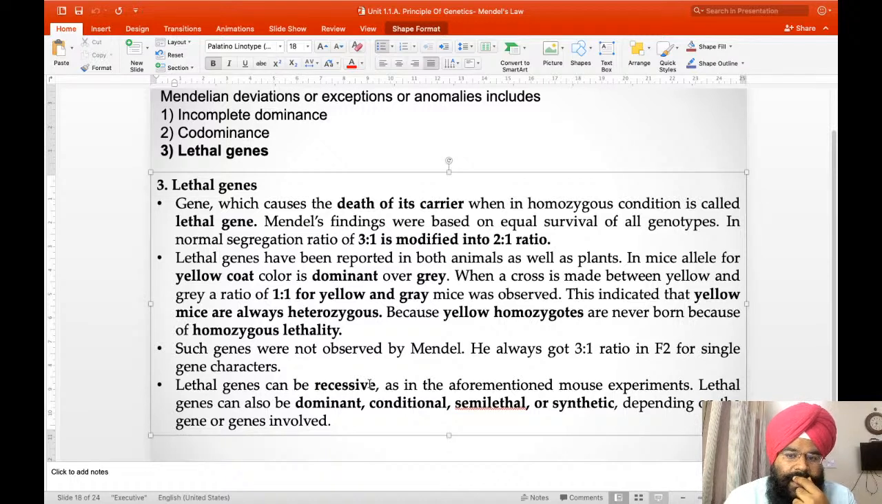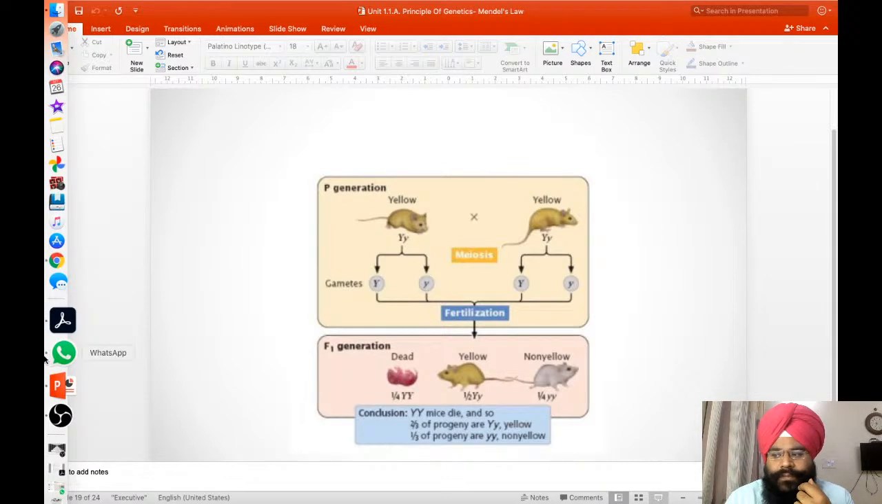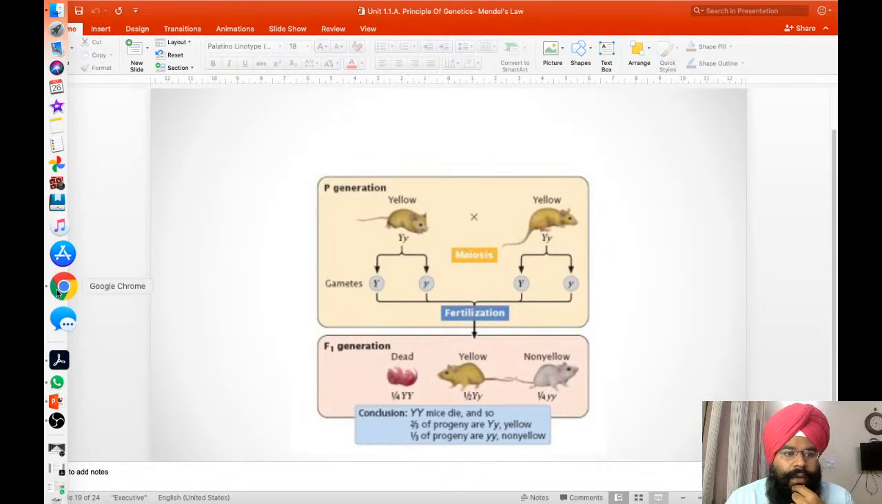In the above mentioned cases, it's not always that the dominant allele will be lethal. The recessive allele could also be lethal, not always the dominant. So this depends on the gene from one generation to another. I hope it's clear now.